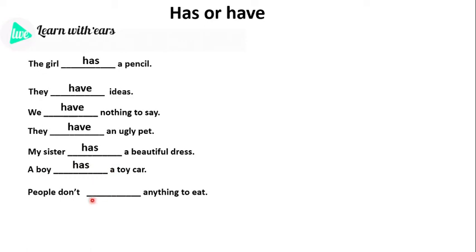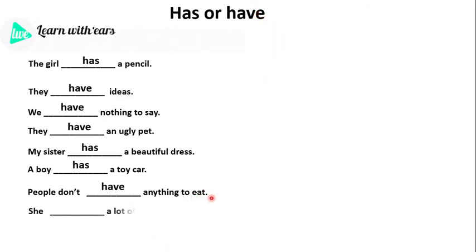Next, people, don't, anything to eat. Here we are talking about people. More than one. Many persons. So we use have. People don't have anything to eat.